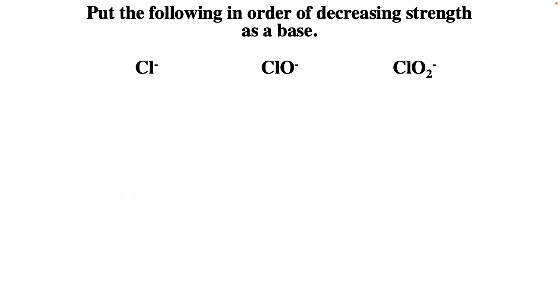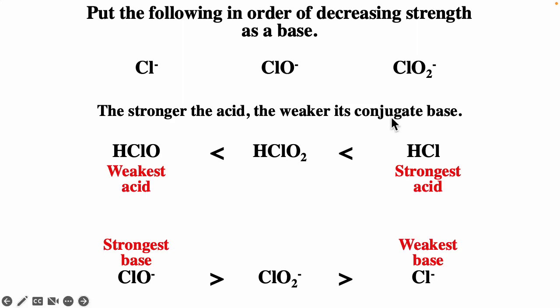Put the following in order of decreasing strength of the base. Remember, the stronger the acid, the weaker its conjugate base. HCl is a strong acid, so Cl minus will be the weakest. And then ClO minus will be the strongest base. So HCl was the strongest acid. Of these three, Cl minus will be the weakest base. HClO was the weakest acid. And so of these three, ClO minus will be the strongest base.